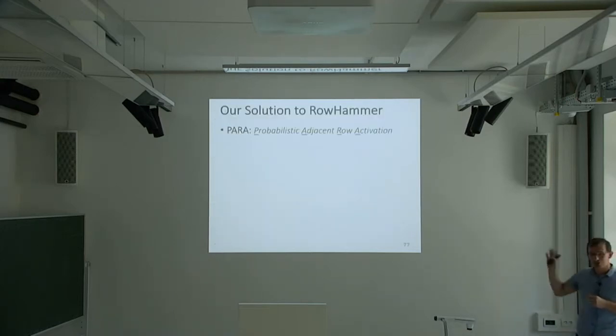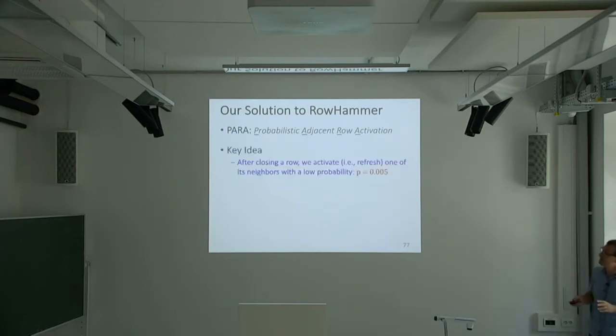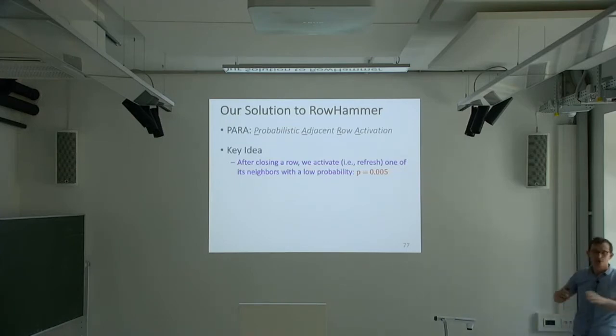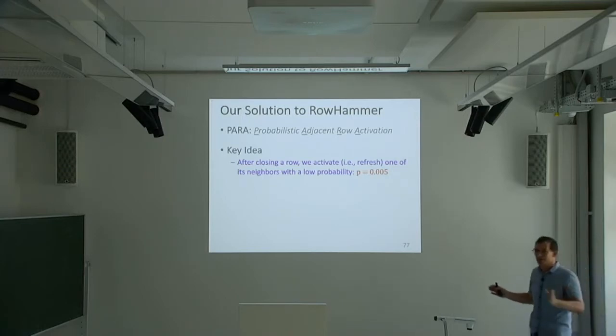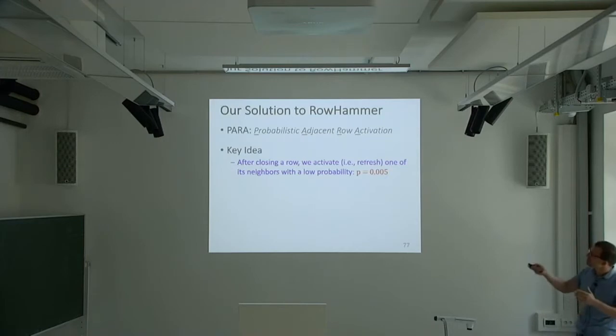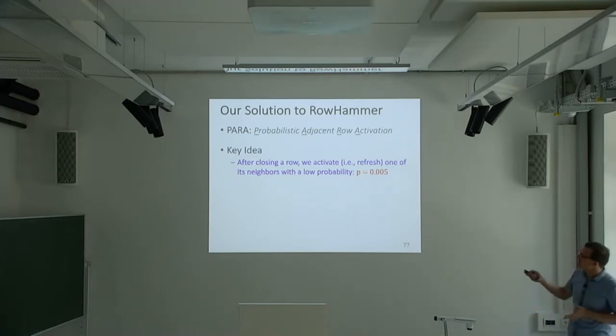Okay, our solution, let me tell you our solution. Our solution requires also slightly more intelligence in the memory controller. And the idea is very simple, basically. We called it probabilistic adjacent row activation, PARA. The memory controller, after it closes a row, with very low probability, it activates one or both of its neighbors, physically adjacent neighbors. And you can set the probability. It's programmable. We looked at different values of that probability and resulting vulnerabilities based on that probability. So you could, for example, do 5 out of 1,000 activates.